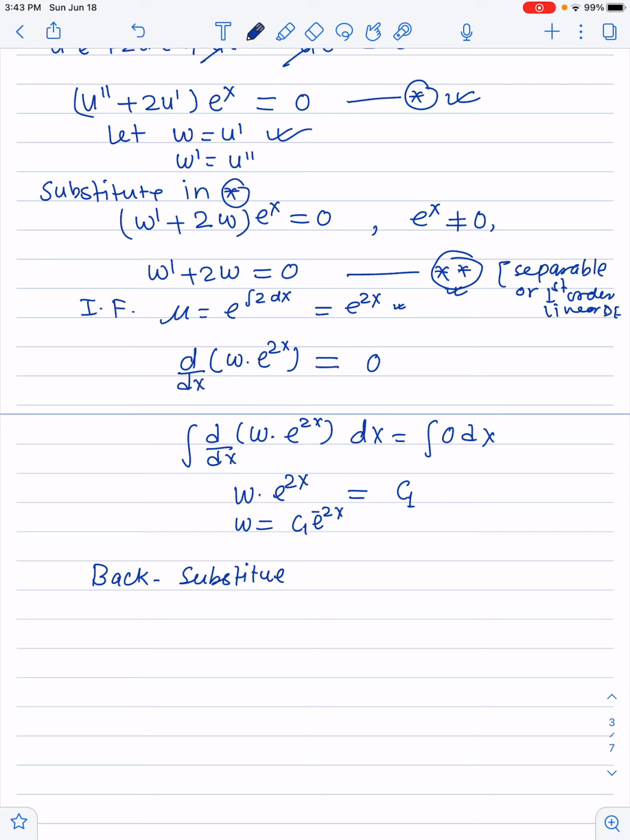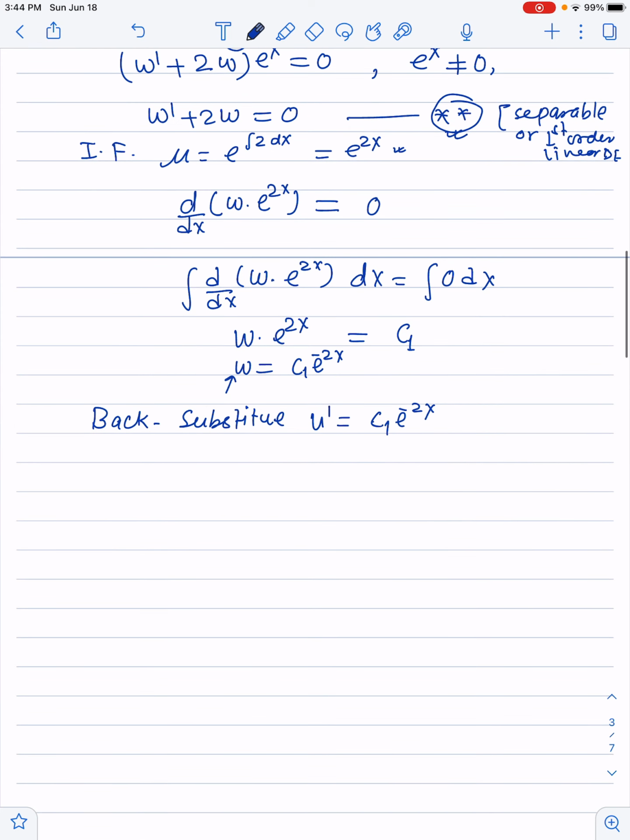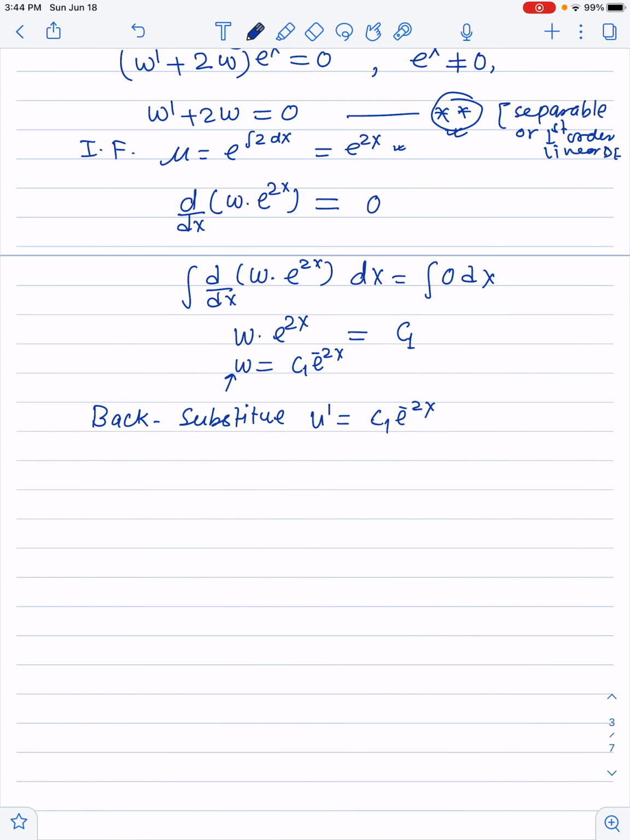Our aim is to get the value of u. Once we get the value of u, we will substitute into y2. So w is u prime, which equals c1 e to the negative 2x. I just plugged w equals u prime here. And let's integrate on both sides with respect to x to get the value of u.